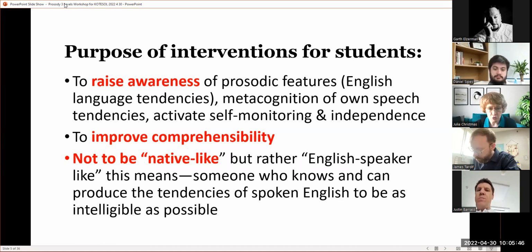And these features really improve comprehensibility, extremely helpful. A lot of my students come to me saying that they want to be native-like, and I really, really use this idea of prosody to help them say, no, that is not a goal. That is not something that you want to do. You want to be English speaker-like. You want to be intelligible and comprehensible. Someone who knows and who can produce the tendency of spoken English and be as intelligible as possible.